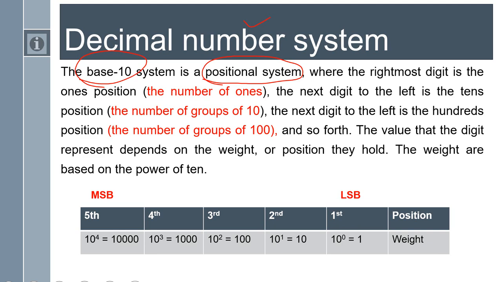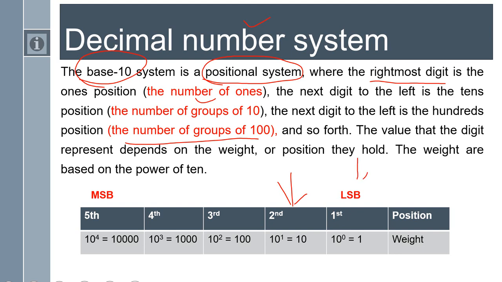So the base 10 system is a positional system where the rightmost digit is the ones position, the number of ones. The next digit to the left is the tens position, the number of groups of tens. The next digit to the left is the hundreds position, the number of groups of hundreds, and so forth. The value that the digit represents depends on the weight or position it holds. The weights are based on the power of 10.